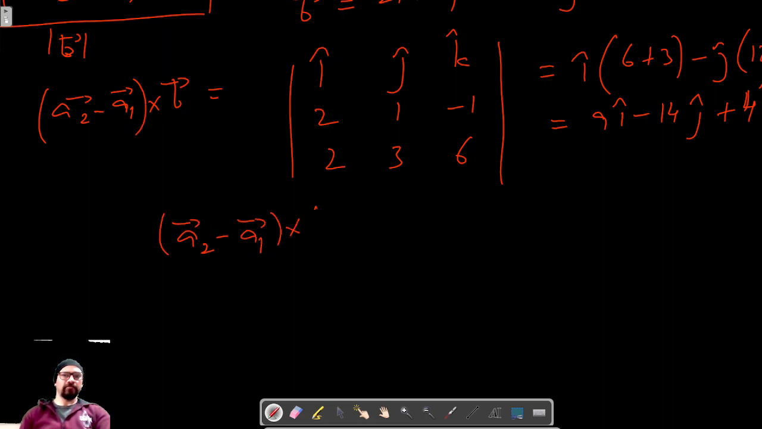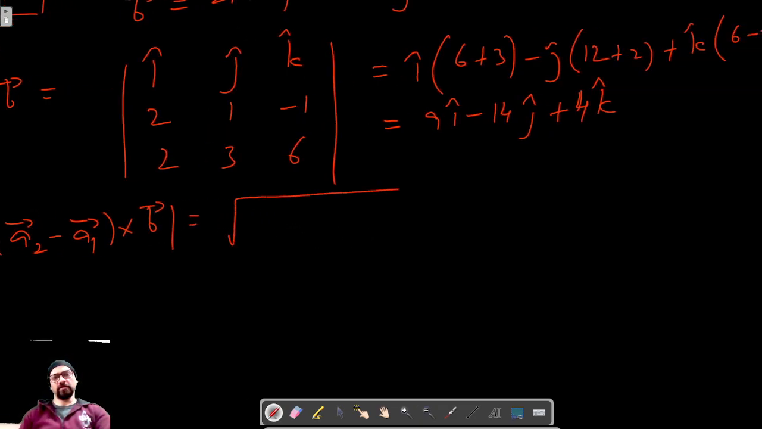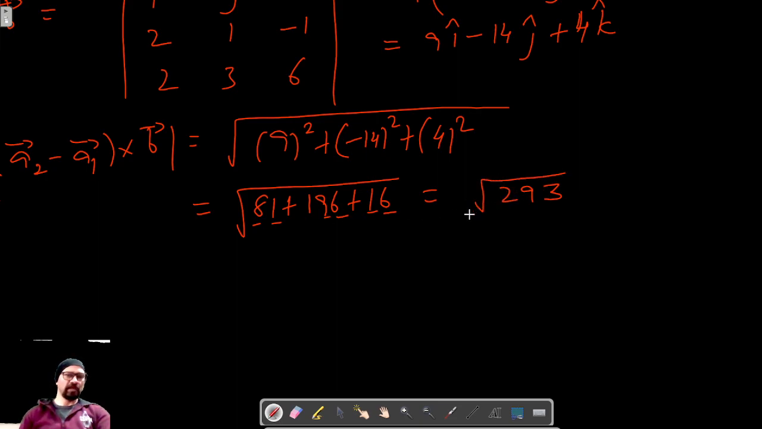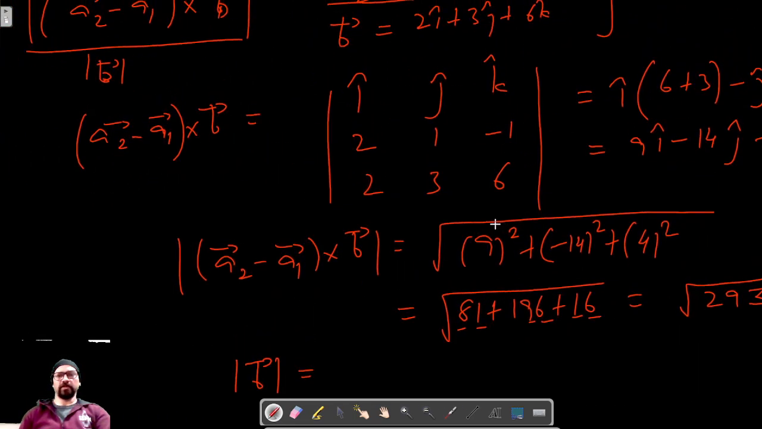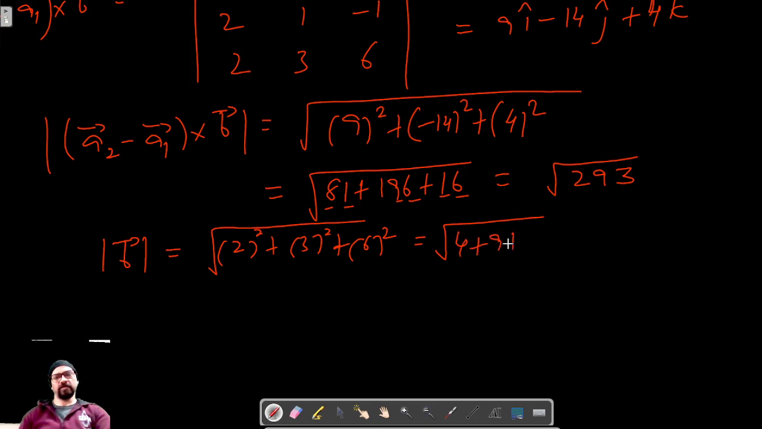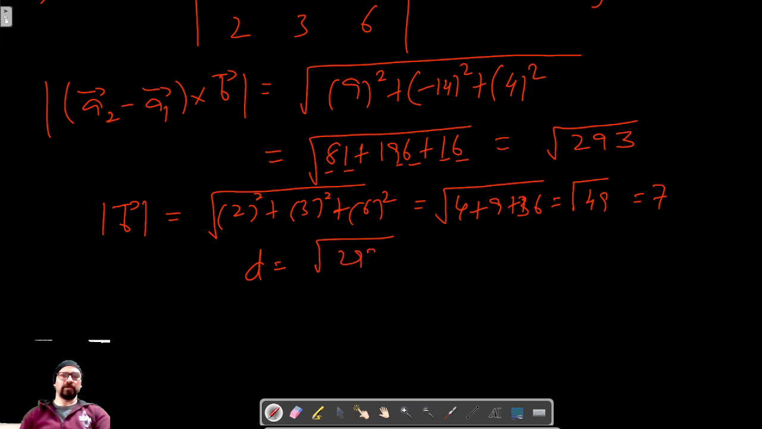Now we have to find the magnitude of this, which would be under root 9 square plus minus 14 square plus 4 square. So 9 square is 81, 14 square is 196, 4 square is 16, which gives us 293. This is under root 293. And now magnitude of B. So B vector is 2, 3, 6, so it's square of 2, 3 square plus 6 square under root, which gives us under root 4 plus 9 plus 36, which is under root 49, and this is 7. So D is equal to under root 293 by 7 units.